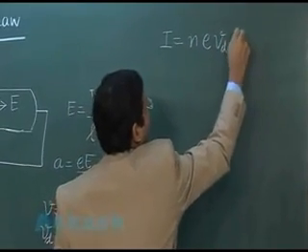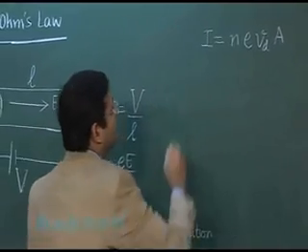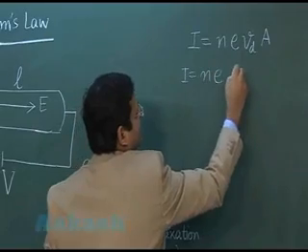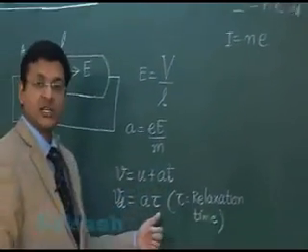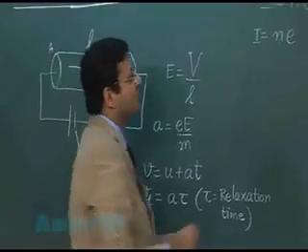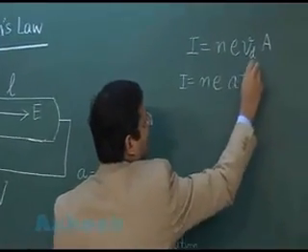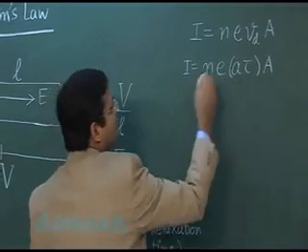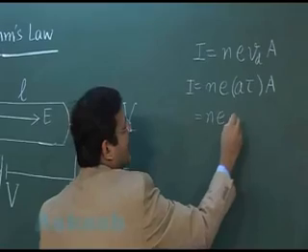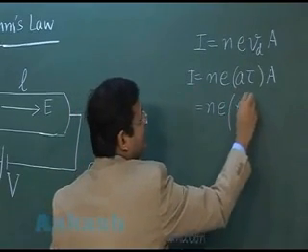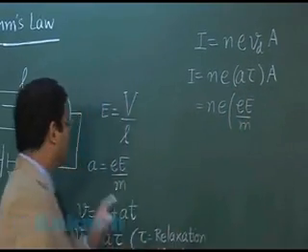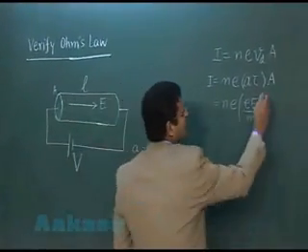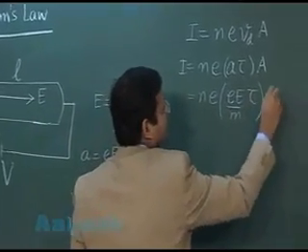This is the basic formula you have. Now I will substitute for this Vd. Vd will be, as you have just now written, acceleration into relaxation time. So this is a into tau, multiplied by capital A. And now for this acceleration a, I will write eE by m. Just now you have written here acceleration is eE by m. And this relaxation time tau, and then this cross-sectional area A.